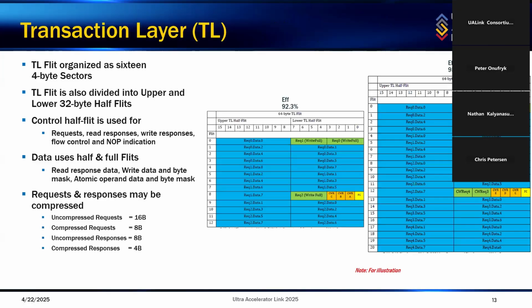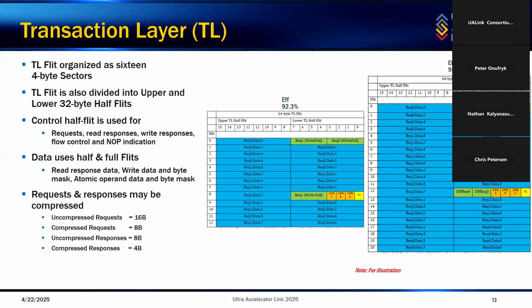Now, the next layer in the stack is the transaction layer. The transaction layer converts protocol messages into flits. The transaction layer uses a 64-byte flit format. It is organized in 4-byte sectors, and there are 16 sectors within a 64-byte flit. TL is also divided into an upper and a lower 32-byte half flit. Each half flit can carry control information or data.